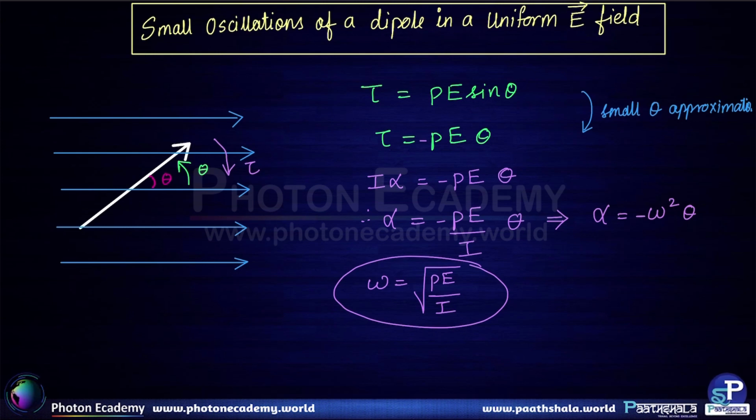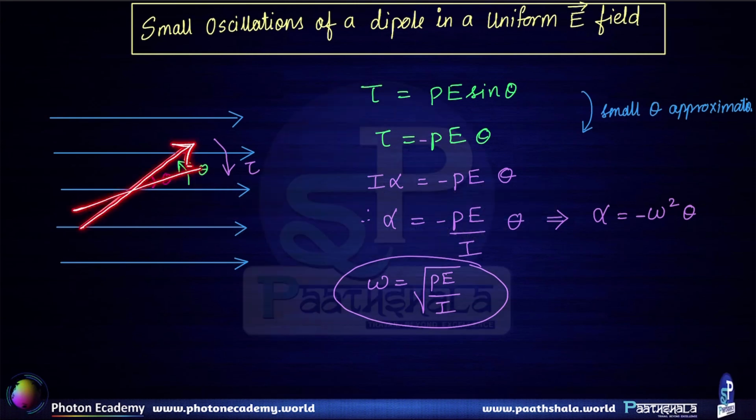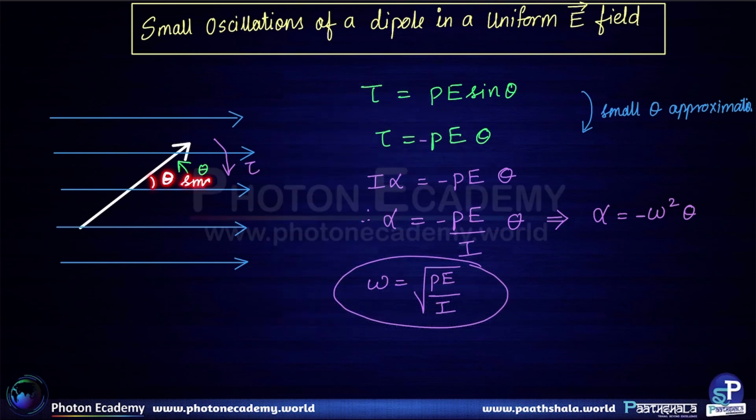The dipole is actually oscillating, as we have aforementioned, from this position to this position to this position, then this position, then this position. So this dipole is oscillating like this in this particular electric field, and we have assumed that this angle theta is small. So small theta approximation has been made over here.